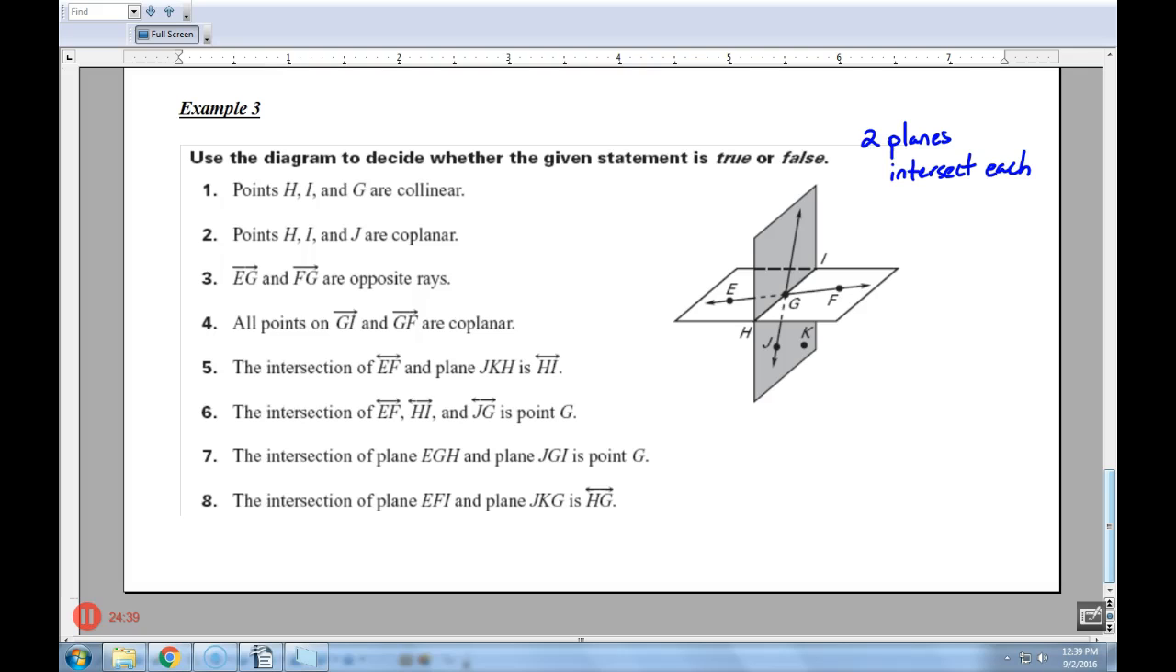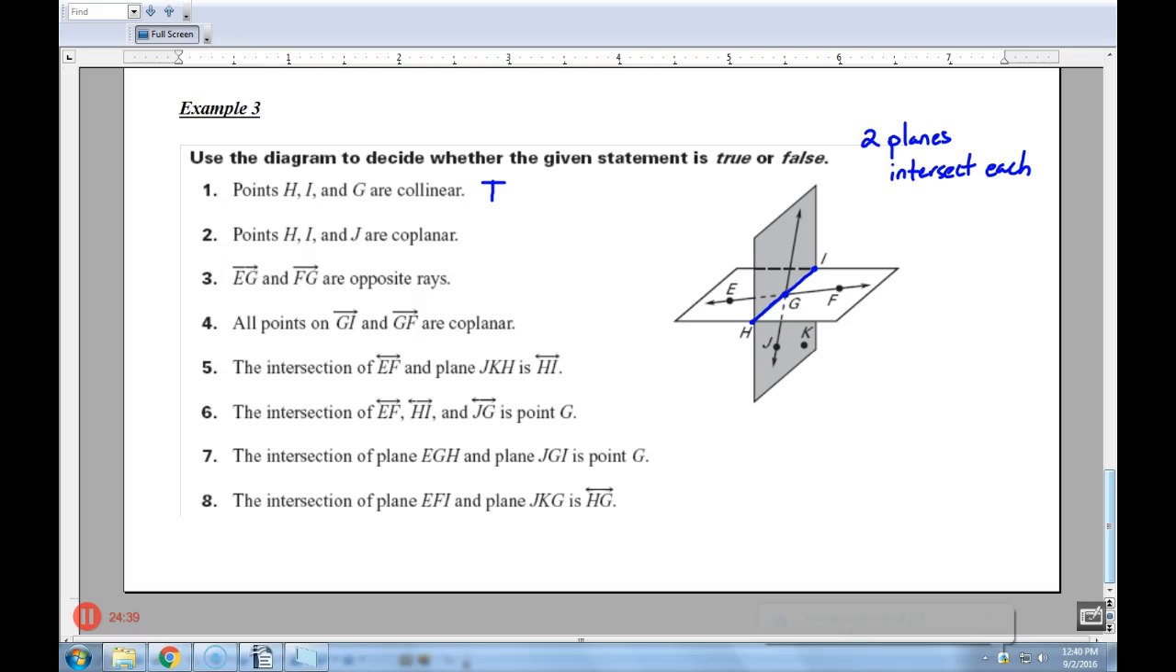But I have the shaded plane that J, K, and G live on. And then I have the white plane that E, G, and F live on. So 2 totally different planes. And let's go ahead and answer some questions. Are points H, I, and G collinear? So H, I, and G, do they all live on the same line? Yes, they do. They live completely on a perfectly straight line. Now you might be like, well, hey, HI is a segment. But it's really not a segment, because remember, these planes here go forever in all directions. It's just when we draw it, it has to stop somewhere. So this would be true.